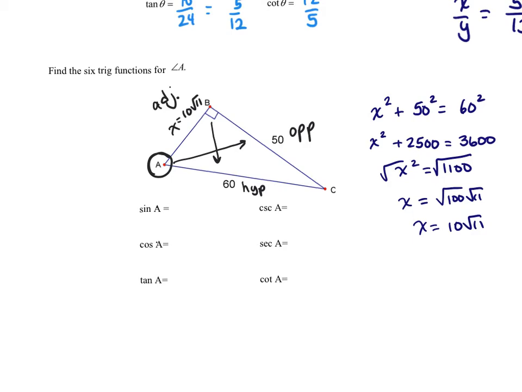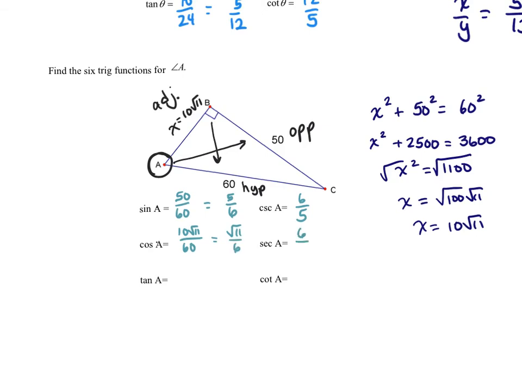It's just like above. Sine is going to be opposite over hypotenuse. So that's 50 over 60, which reduces to 5/6. Then I can do the cosecant, which is 6/5. So 5/6 for sine, and 6/5 for cosecant. Cosine is going to be adjacent over hypotenuse. So that's going to be 10 radical 11 over 60. So that's going to be radical 11 over 6.